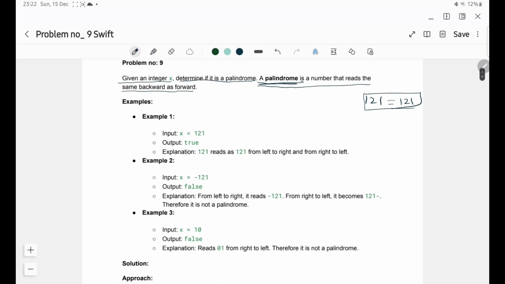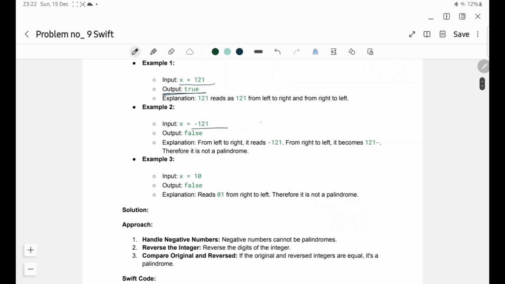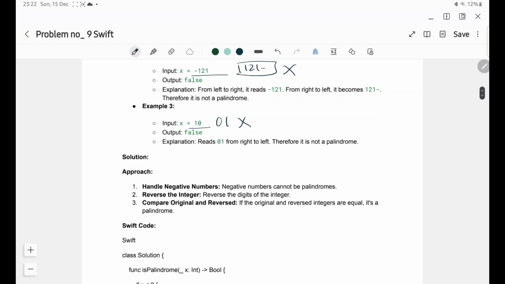So if you see the first example, it states the same. If x is equal to 121, then it's true, it is a palindrome number. But if you see minus 121, if you reverse it, it would become 121 minus, so it is not considered a palindrome. And 10, if you reverse, it would become 01, so it is also not a palindrome number. Let's see how we are going to handle this.